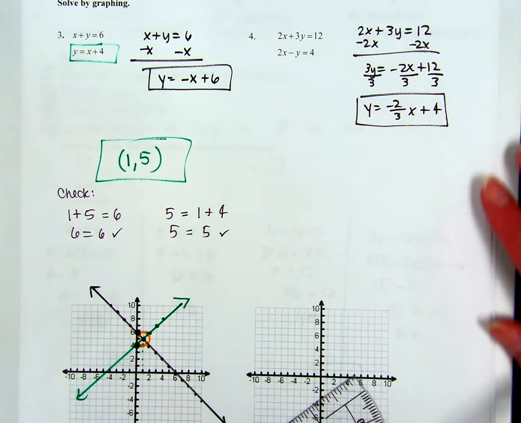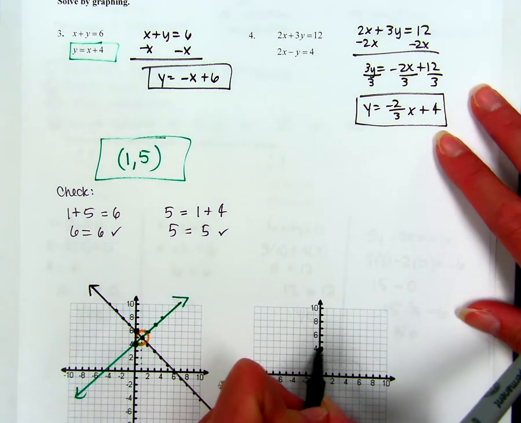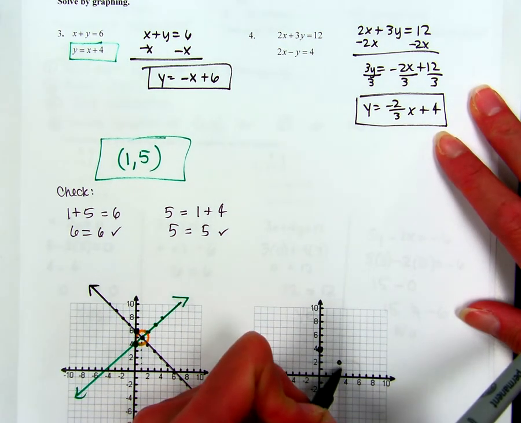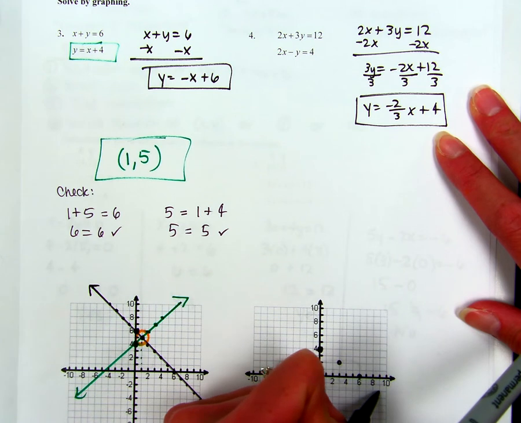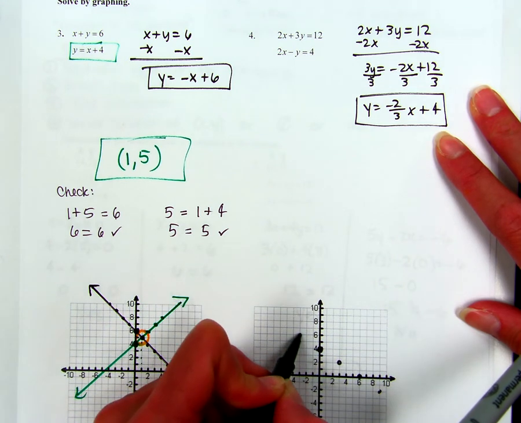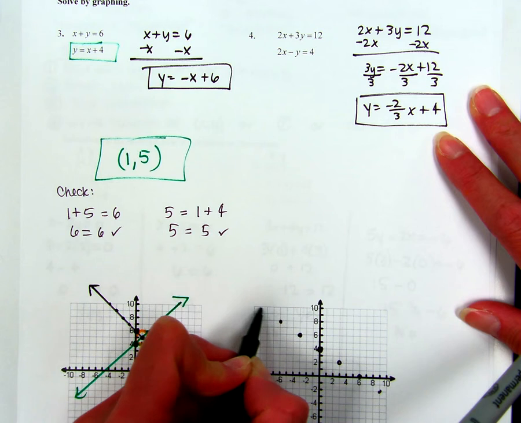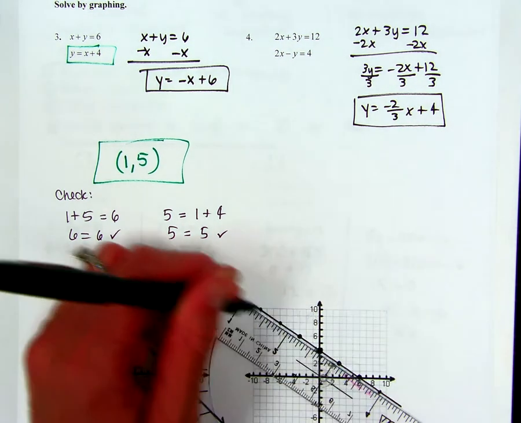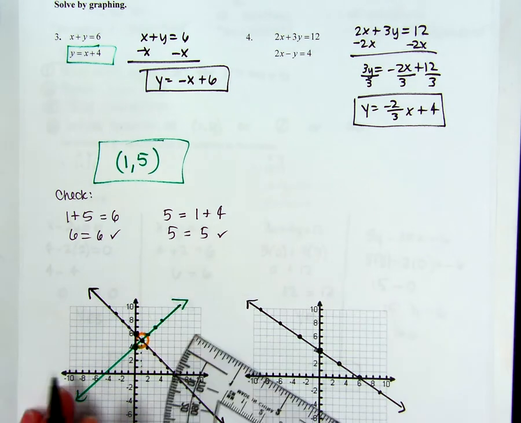I'm going to graph that by starting at the y-intercept on the y-axis, and I'm going to go down 2 over 3. And I'm going to make as many points as I can, so I'm going to go up 2 and over 3 to the left. And then I'm going to use my ruler. So that's my first equation.